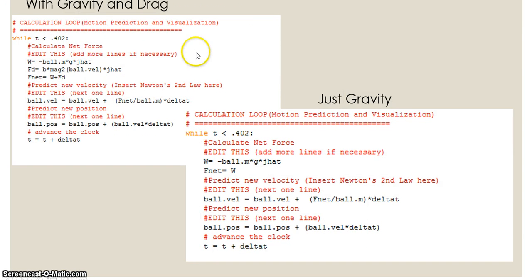Once again, in both cases, the time had to be less than 0.402 in order to correspond with the bread falling. With the gravity and drag example, the gravity force was the ball's mass times gravity times this direction vector. In addition, the drag force was used, which was a constant times the magnitude squared of the velocity times that. And obviously the net force is the 2 added up. And in the just gravity case, it was the same exact thing, except we didn't have a drag force.